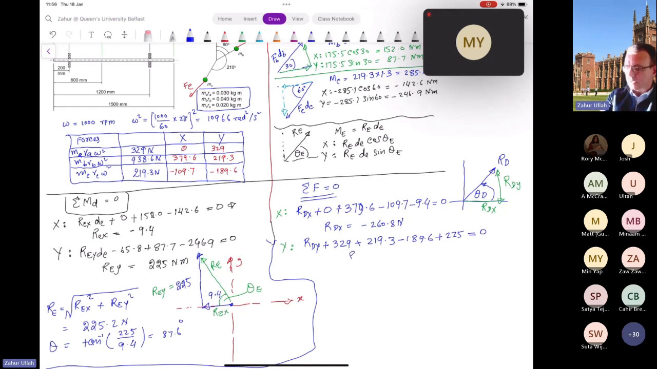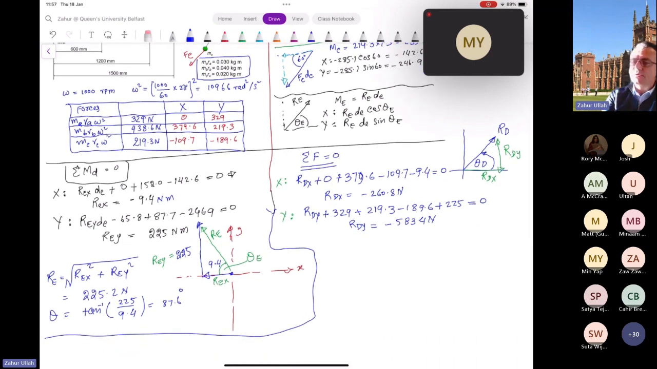So from this here, you can calculate RDY, which is the only unknown now. And if you do the calculation, this should be minus 583.4. And all the forces we are taking as Newton. So this should be in Newtons. And obviously, this was in Newton meter. You can see these are in Newton. So we managed to calculate RDX and RDY.